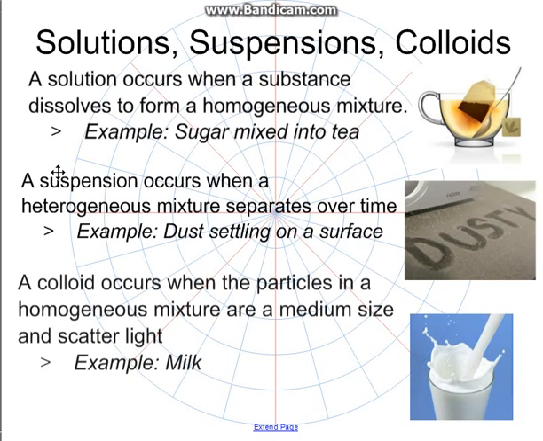And the last one is called a colloid, and a colloid is in between a solution and a suspension. So a colloid occurs when the particles in a homogeneous mixture are a medium size and scatter light. What that means is the particles are bigger than they would be in a solution. So they don't completely dissolve, but they do form a homogeneous mixture. But the particles are not big enough to actually separate over time. They stay mixed together. So the particles are smaller than they would be in a suspension.